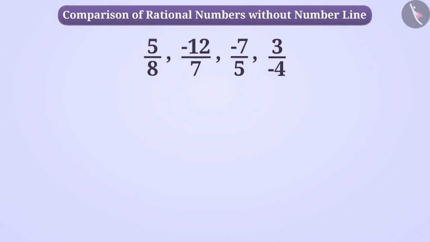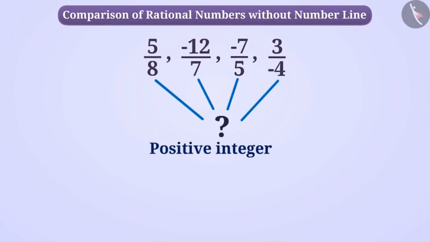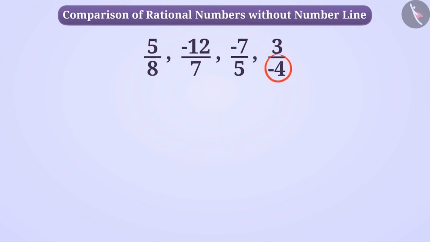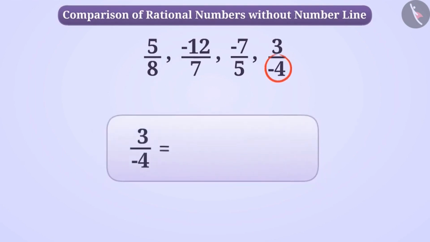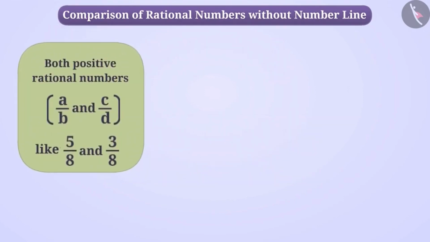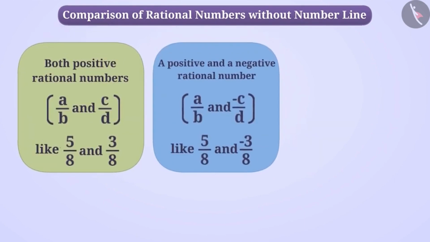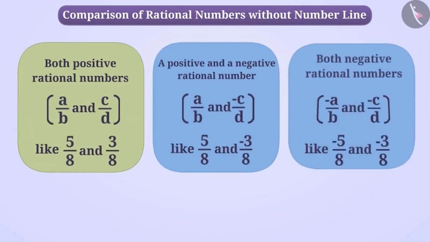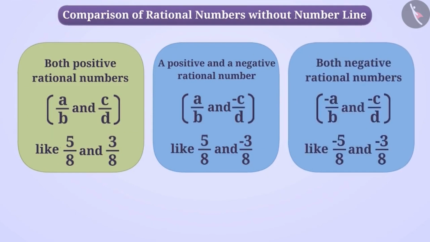To compare, we first see whether the denominator of a rational number is a positive integer or not. If the denominator of a rational number is a negative integer, then we multiply both the numerator and the denominator of the rational number by -1 and thus make the denominator a positive integer. By doing this, we get either both positive rational numbers, or a positive and a negative rational number, or both negative rational numbers. So let's find out how we can compare them in each situation.